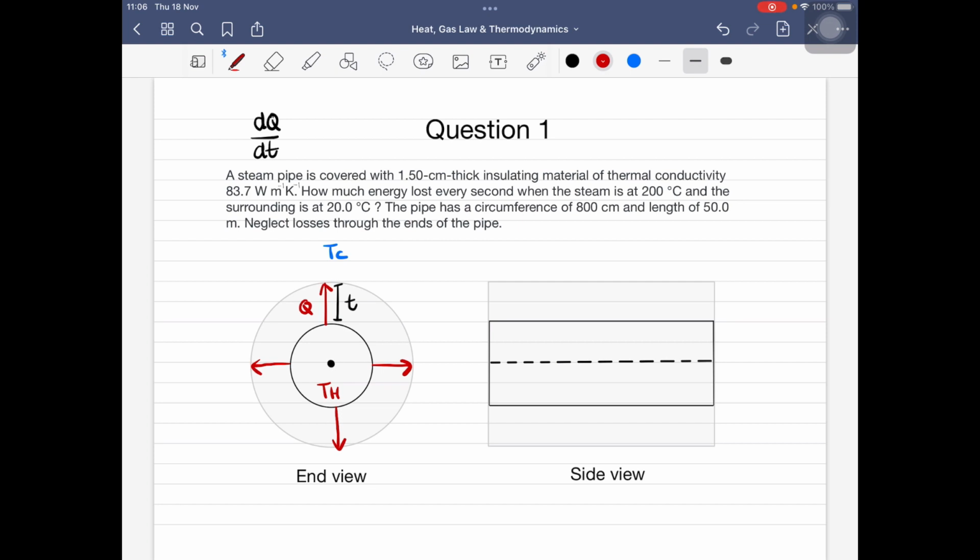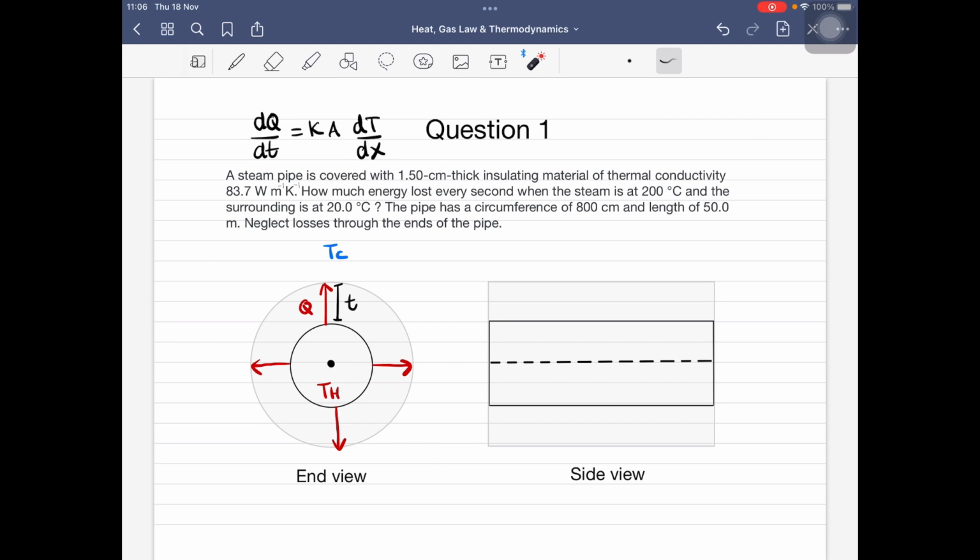Next, I'm going to apply the equation for dQ over dt, which is given by K A dT over dx. Our K is already given. The area is not calculated yet. For dT we have T hot minus T cold, and since the direction of heat is the same as the direction of thickness, our dx will be the thickness t. Now it leaves us with the area. How do we find the area for this question?